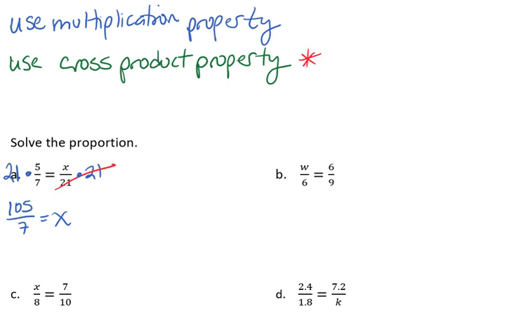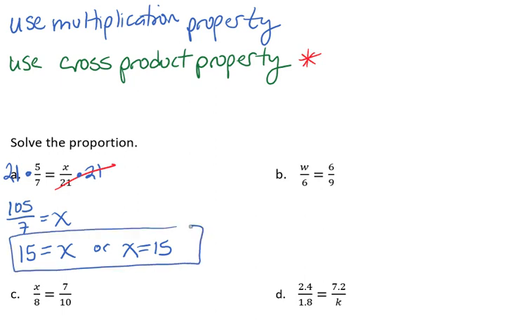Then we simply need to simplify that fraction, and in this case 105 over 7 becomes a 15, leaving us with x equals 15, or you can write it as 15 equals x. Both will work. Let's take a look at our next problem.